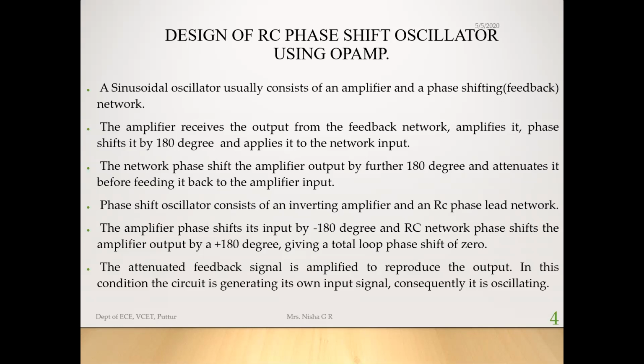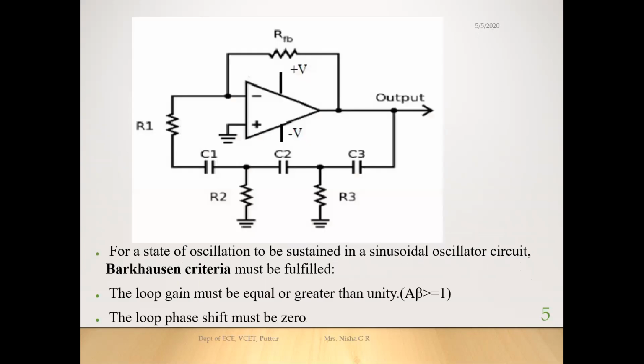Oscillator should satisfy the Barkhausen criteria. So what is this Barkhausen criteria? That is given in the next slide. Barkhausen criteria: loop gain must be equal to or greater than unity. So what is this loop gain? Loop gain, we know, is the product of the amplifier gain and the feedback path gain, that is A into beta. It should be equal to or greater than 1.